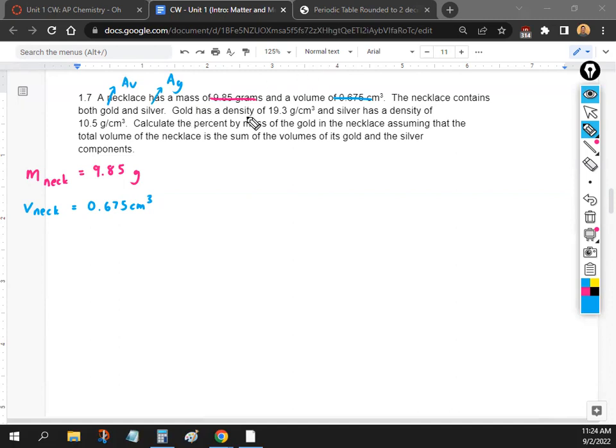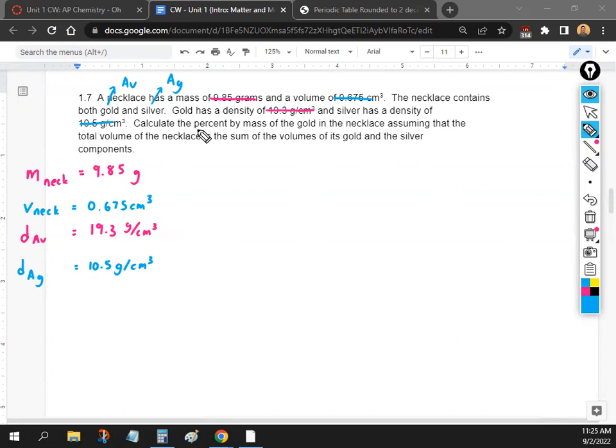Okay. Gold has a density of 19.3 grams per centimeters cubed. So I'm going to write that down. So the density of AU, which is gold, is 19.3 grams per centimeters cubed. Okay. And the density of silver is 10.5 grams per centimeters cubed. So the density of AG is 10.5 grams per centimeters cubed.